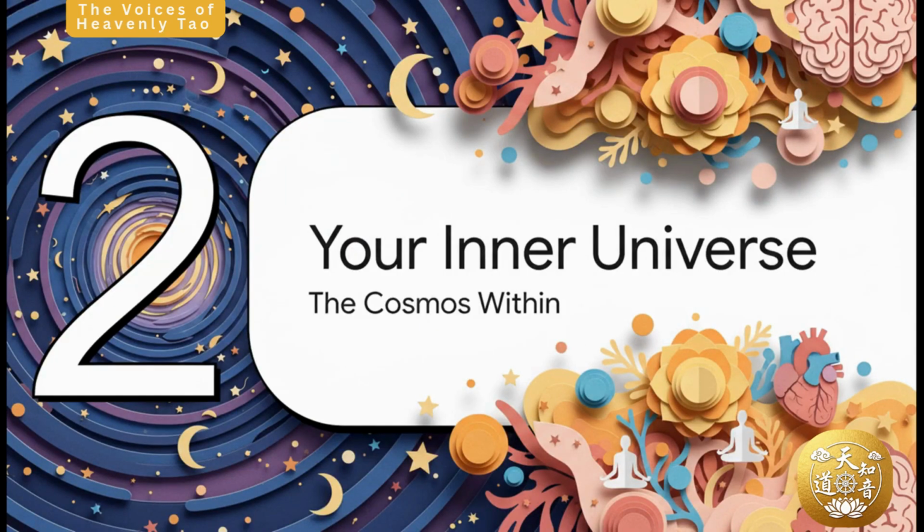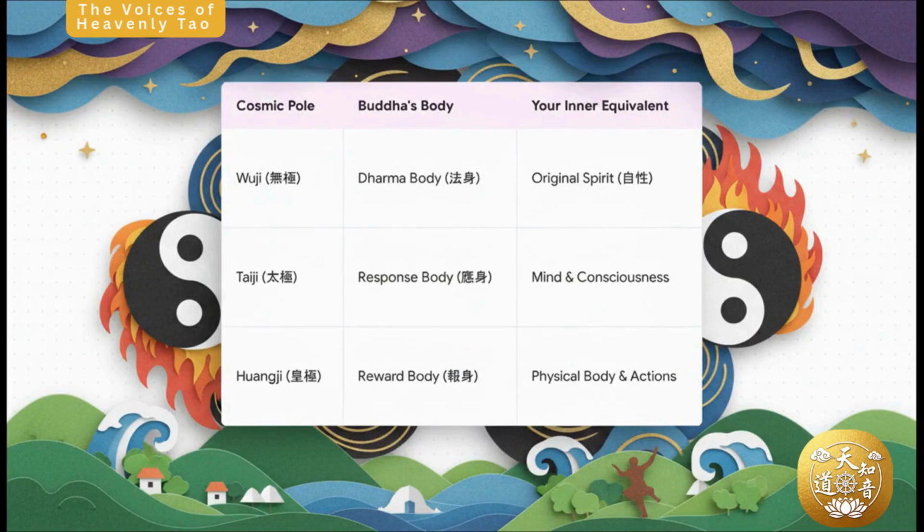Pretty cool, right? But here's where it gets really personal, because that exact same three-part structure isn't just out there. It's perfectly mirrored right inside each and every one of us. Now check this out, because this is where the dots really connect. This Taoist idea lines up so well with other paths, like Buddhism. So that cosmic source, Wuji, is like the Dharma body, and inside you, it's your original spirit. Then you have the dynamic principle, Taiji. That's like the response body, and for you, that's your conscious mind. Finally, there's the physical world, Huangji. That's like the reward body, your actual physical body and everything you do. See? Different traditions, same fundamental truth. We are literally a universe in miniature.